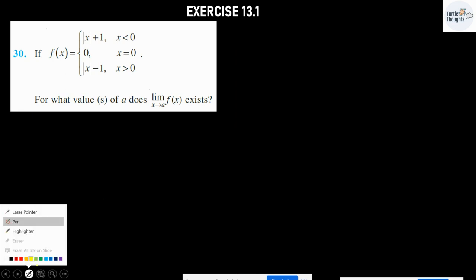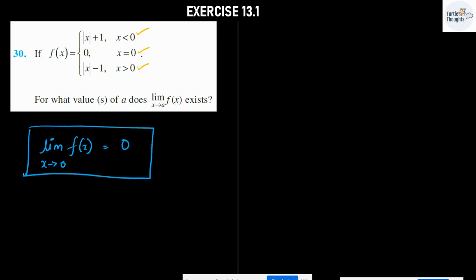Now I see in the question that there are three cases. This is the first case, this is the second case, this is the third case. This is when x is less than 0, this is when x is equal to 0, this is when x is greater than 0. So let me start by writing the function which is given. The limit of f of x as x tends to 0 is going to be 0, because when the value of x is equal to 0, the value of f of x is taken as 0 itself. Let me consider the LHL and the RHL.